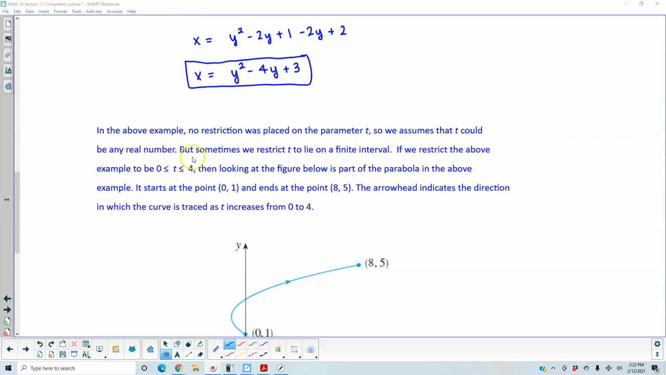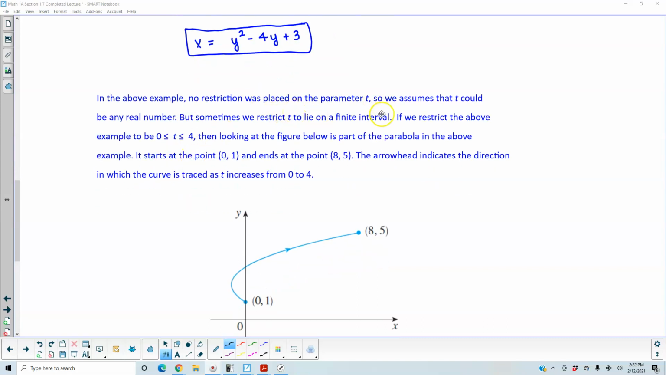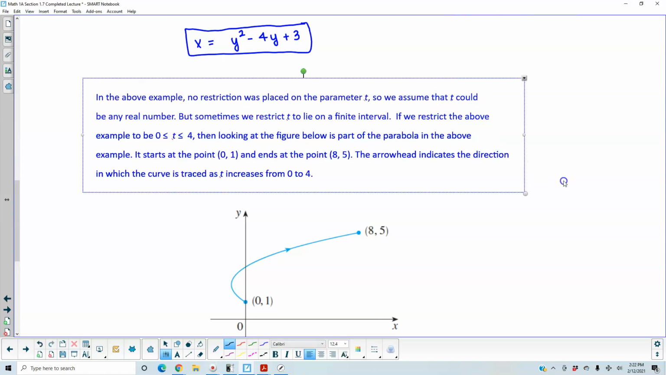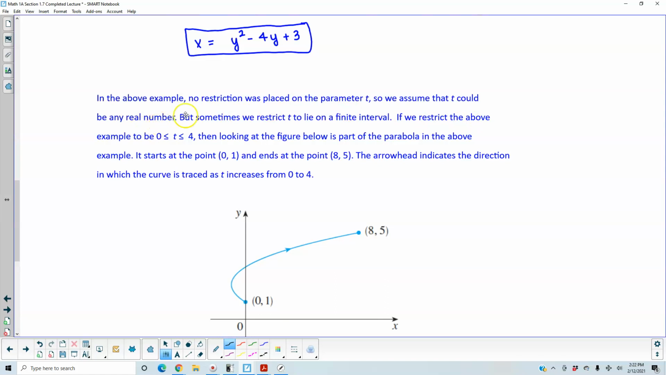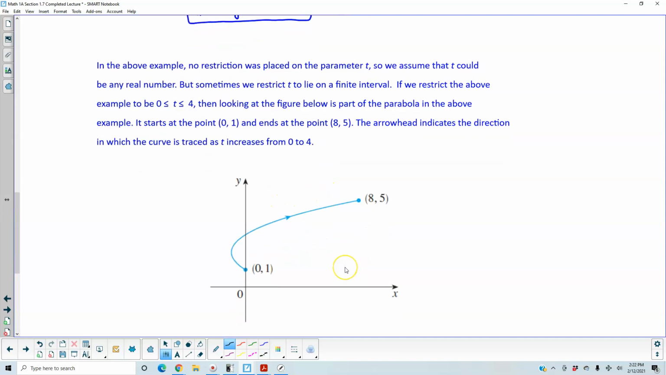Okay, so in the above example, no restriction was placed on the parameter t. So we assume here that t could be any real number, but sometimes we restrict t to lie on an interval. If we restrict the above example to be in between 0 and 4, then looking at the figure below is part of the parabola in the above example. In this case, it starts at (0, 1) and ends at (8, 5), and the arrow indicates the direction in which the curve is traced as t increases from 0 to 4.